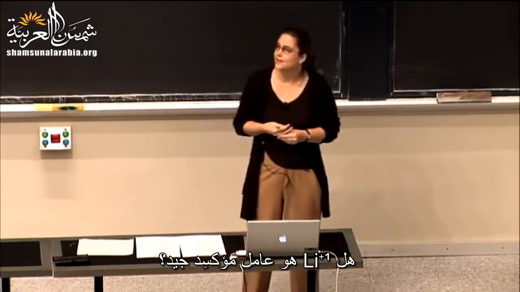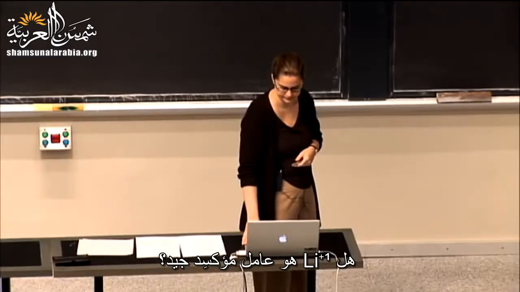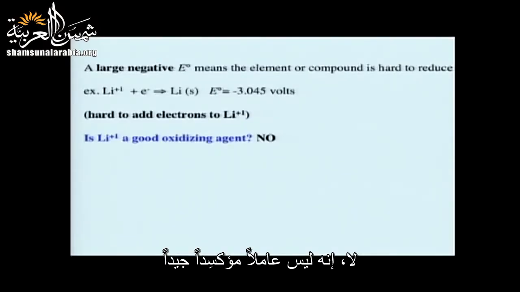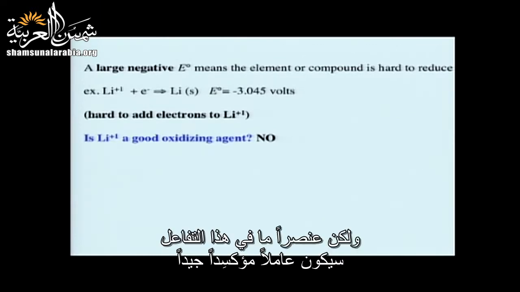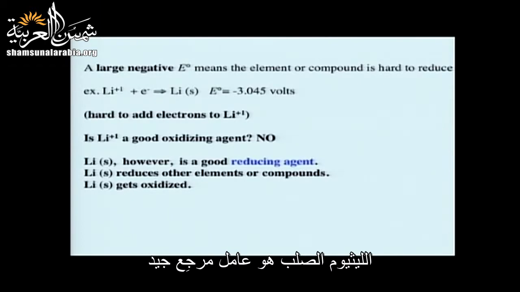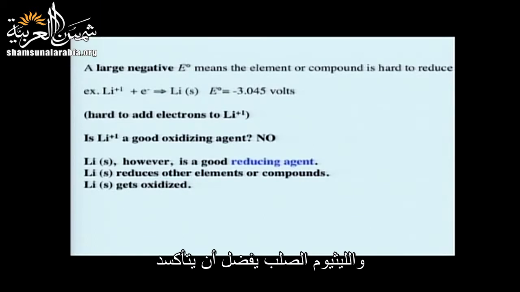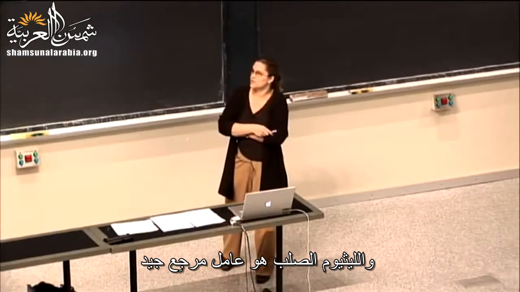So is lithium plus 1 a good oxidizing agent? No, it's not a good oxidizing agent. But something up around here is going to be a good oxidizing agent. Lithium solid is a good reducing agent. Lithium solid likes to be oxidized, or likes to reduce other things. Lithium prefers to be lithium plus 1. So it's very happy to be lithium plus 1. So the solid form is a good reducing agent.